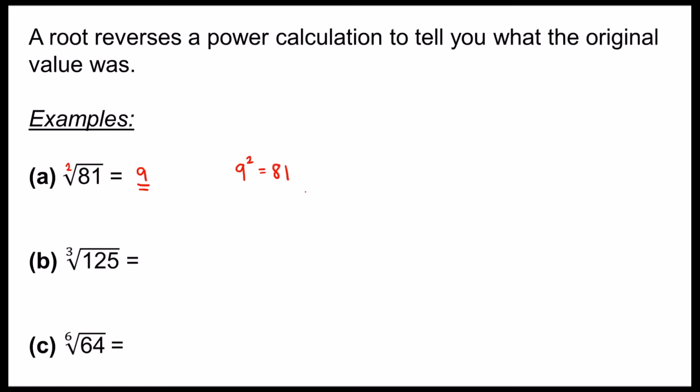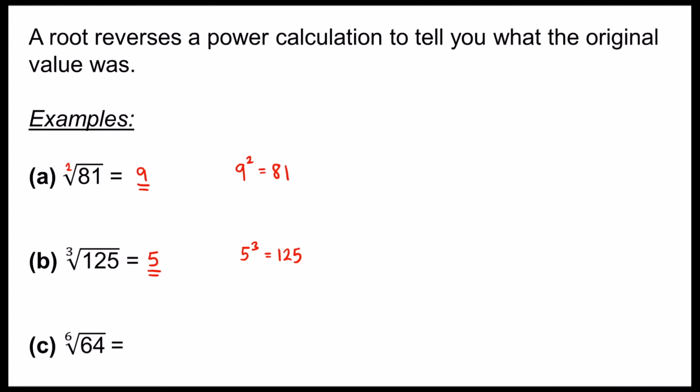In my second example, I'm asked to work out the cube root of 125. That's because there's a little 3 on the outside of my root. That means what number, when I cube it, gives me 125. Now again, I know that 5 cubed is 125. That means that the cube root of 125 will take us back to the answer of 5.